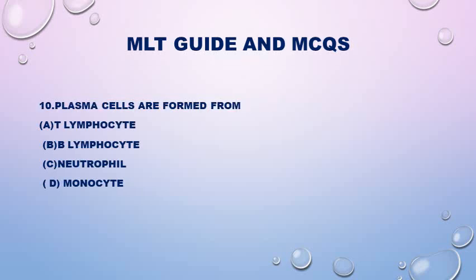10. Plasma cells are formed from options A. T lymphocyte, B. B lymphocyte, C. Neutrophil, D. Monocyte. The answer is B. B lymphocyte.